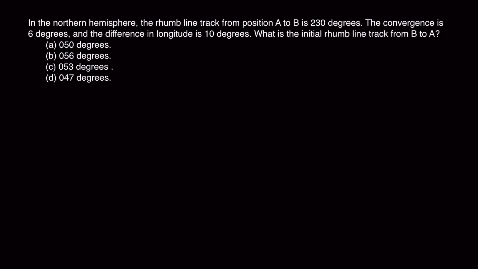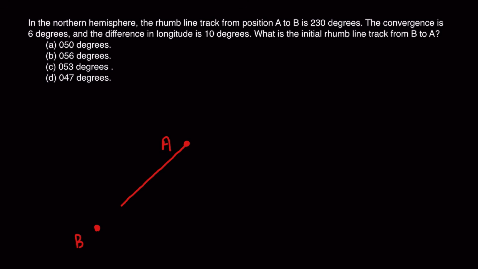So second question. In the northern hemisphere, the Rhumb line track from A to B is 230, convergence is 6 degrees, and the difference in longitude is 10 degrees. What is the initial Rhumb line track from B to A? All right. So first of all, let's say this is A. A to B is 230. So where is 230? Somewhere in this direction. So let's say my B is over here.